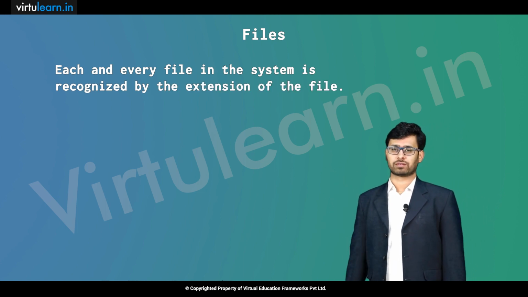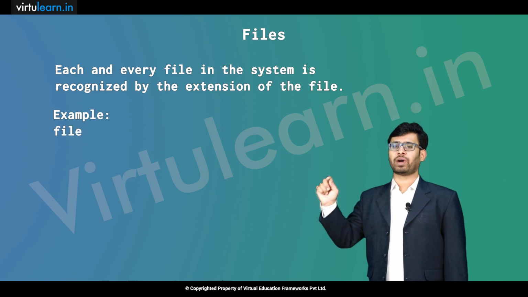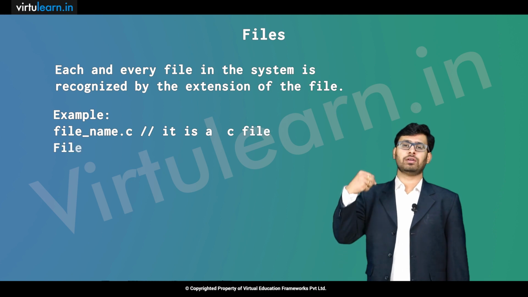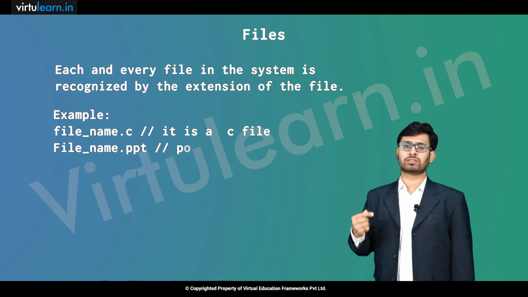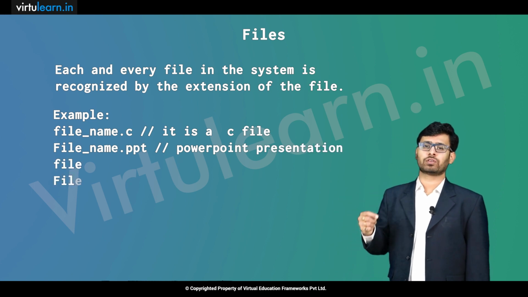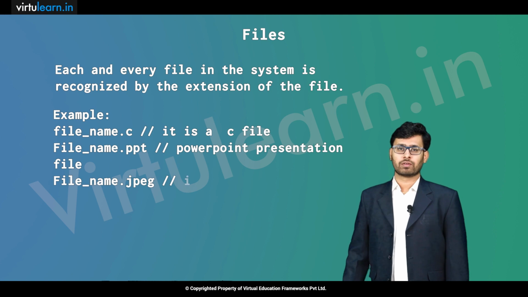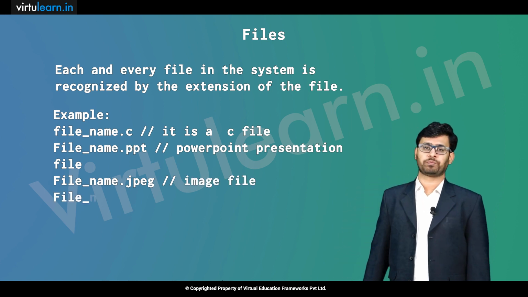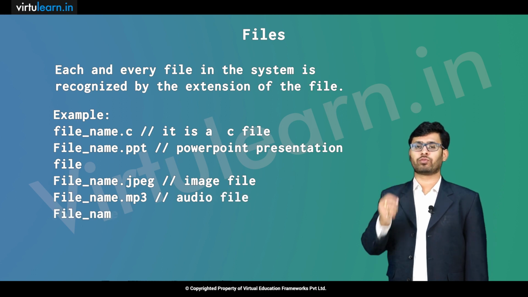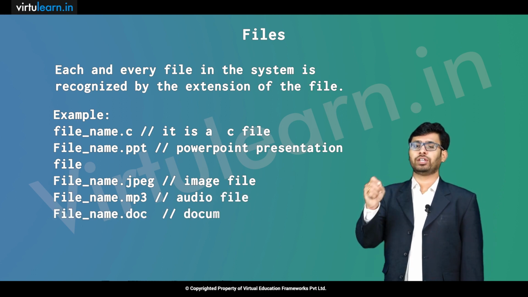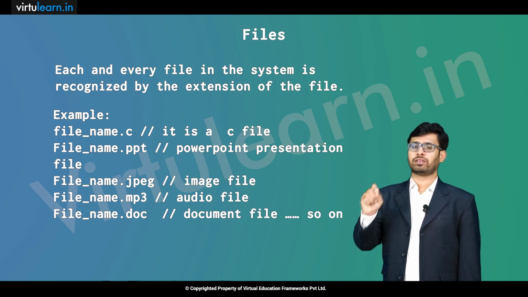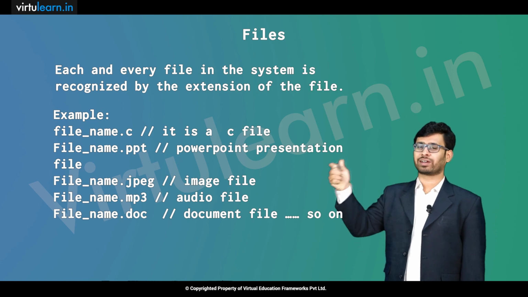Let us take some examples. A file name followed by .c as an extension, so we can recognize, as well as the system can recognize it as a C file. File name followed by .ppt is a PowerPoint presentation file. File name followed by JPEG, so it is an image file. File name followed by .mp3 is an audio file. File name followed by .doc is a document file. So every file in the system has its extension to recognize.